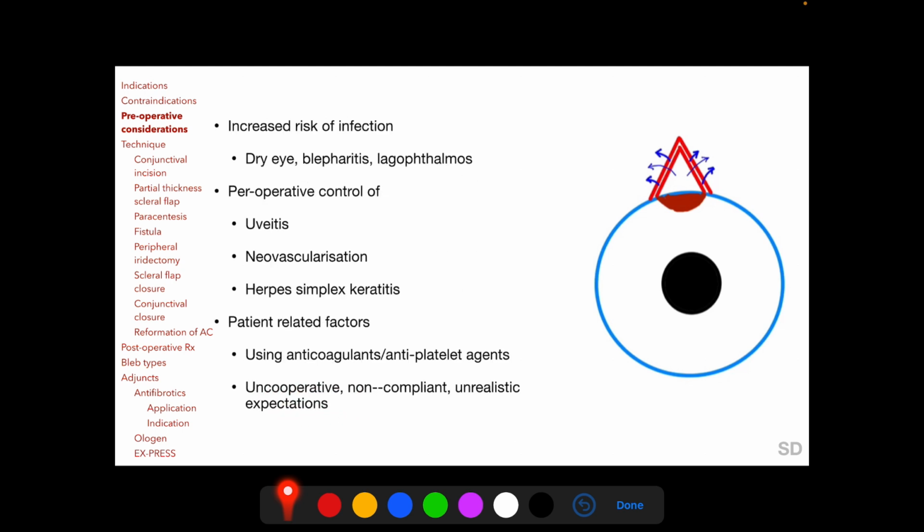Apart from selection of the site, other preoperative considerations for trabeculectomy include increased risk of infection in patients with dry eye, blepharitis, and lagophthalmos; preoperative control of uveitis, neovascularization, and herpes simplex keratitis; and patient-related factors such as usage of anticoagulants and/or antiplatelet agents, and if the patient is uncooperative, non-compliant, or has unrealistic expectations.